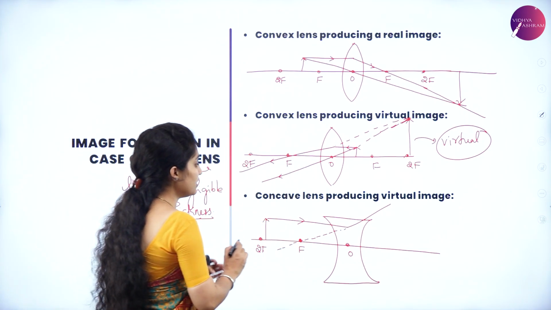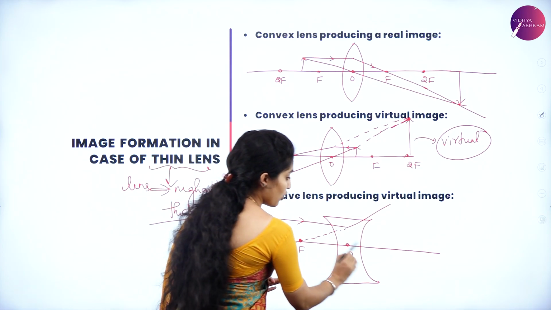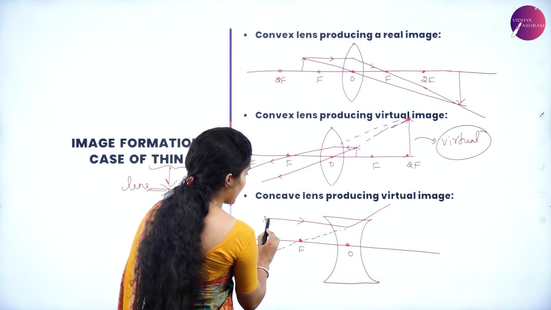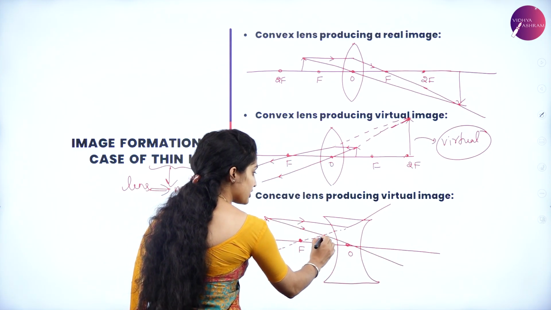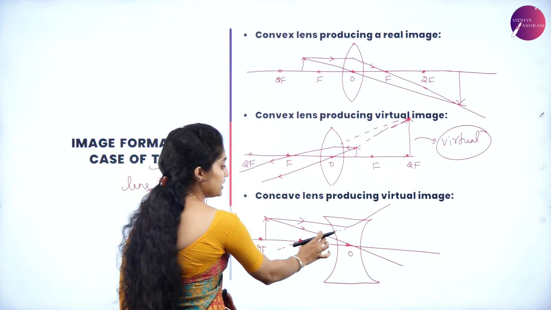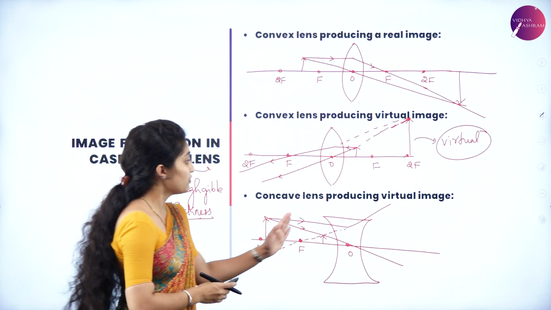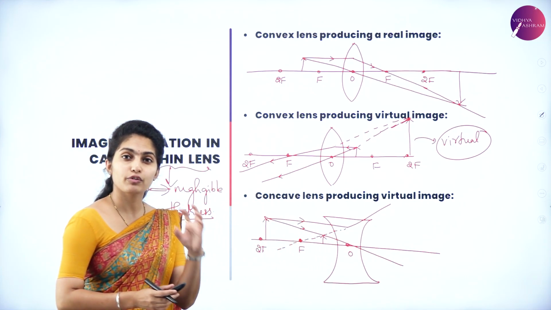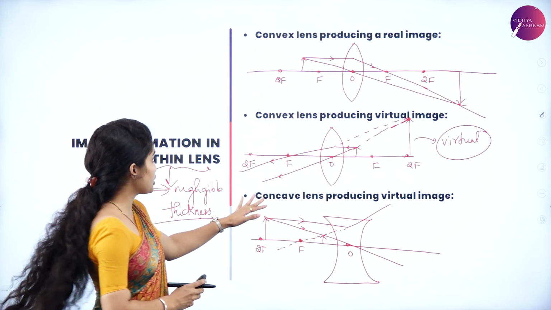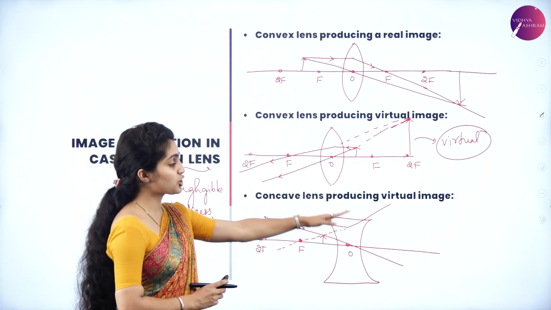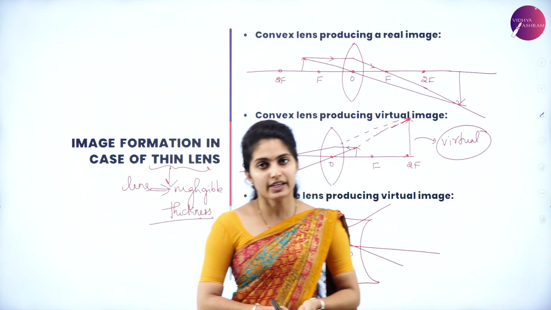The other line which is incident from the object falls on the optic center and passes without deviation. So the intersection is this part. This is the image which is formed. This will be the virtual image which is formed at the place of the object itself. So that is all about the formation of the real image and virtual image in the case of convex as well as concave lens.